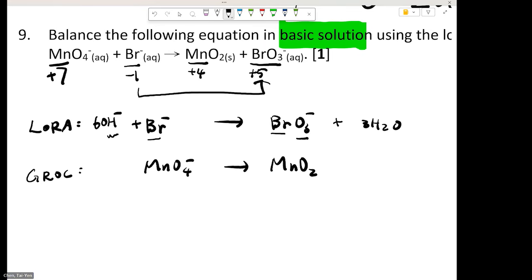Okay, look at the bottom. Manganese is balanced. You have 2 extra oxygen on the left, therefore you need to add 4 OH minus, and then add 2 H2O on the left. Then your balance will be 0.